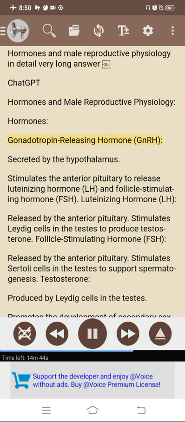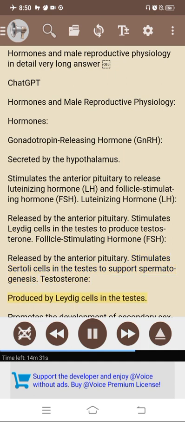Hormones. Gonadotropin-releasing hormone, GnRH. Secreted by the hypothalamus. Stimulates the anterior pituitary to release luteinizing hormone, LH, and follicle-stimulating hormone, FSH. Luteinizing hormone, LH. Released by the anterior pituitary. Stimulates Leydig cells in the testes to produce testosterone. Follicle-stimulating hormone, FSH. Released by the anterior pituitary. Stimulates Sertoli cells in the testes to support spermatogenesis.